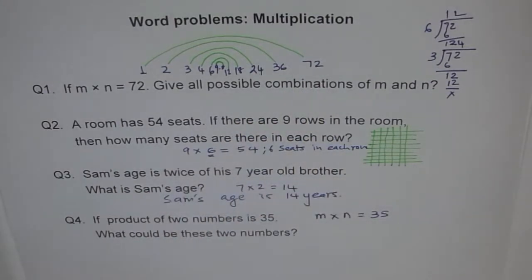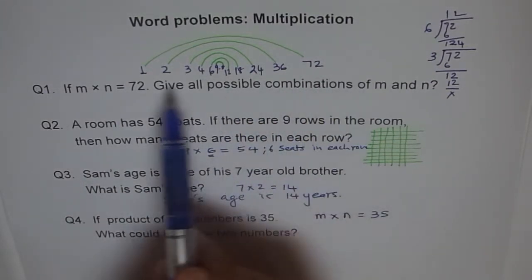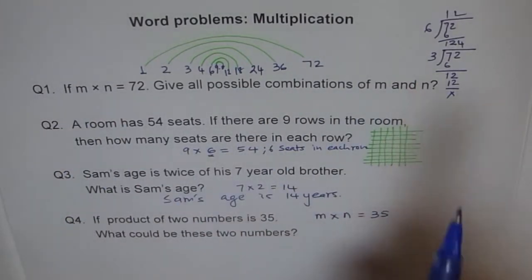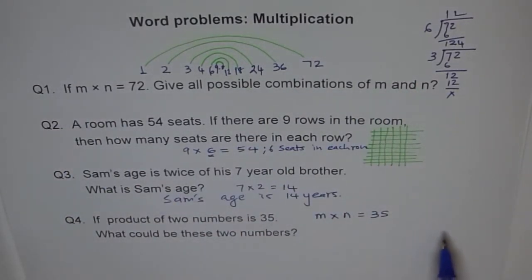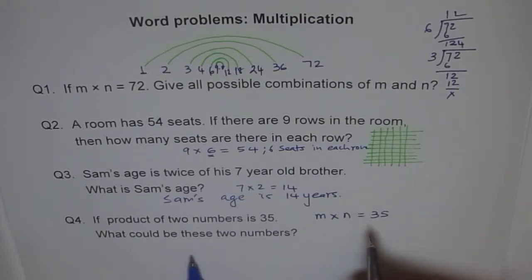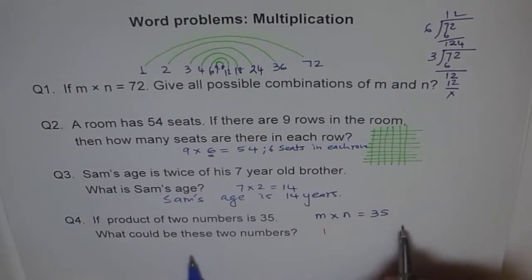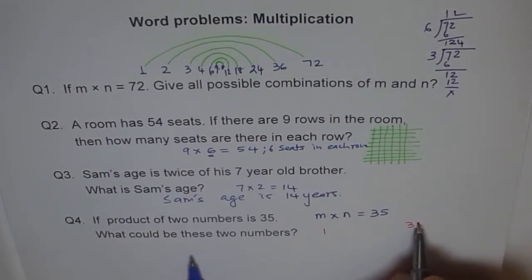Make a factor tree. And this time you can start from way ahead like this, right? Don't squeeze them in. You could write 1 here and 72 here. This time you write 1 and 35, correct? And continue, correct? And get all the possible factors. So let's try to do it. So how will you get that? So we say 1 times 35 is 35.